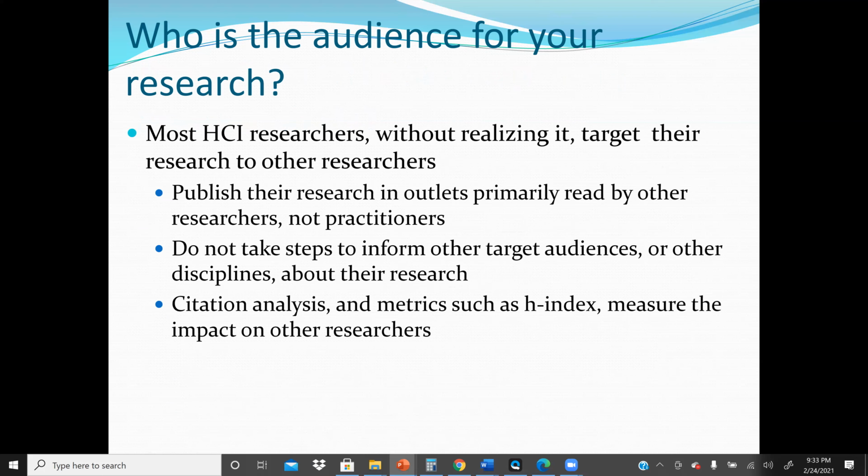Now, who is the audience for our research? Most HCI researchers, without realizing it, target their research to other researchers. They publish in outlets primarily read by other researchers, not practitioners, and do not take steps to inform other target audiences or other disciplines about their research. Citation analysis and metrics such as the H-index measure the impact on other researchers.